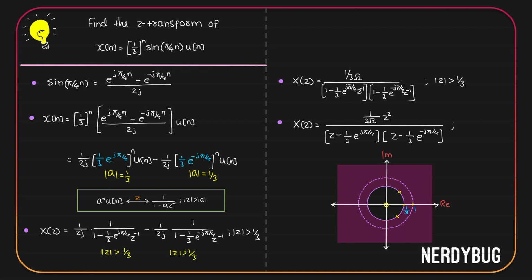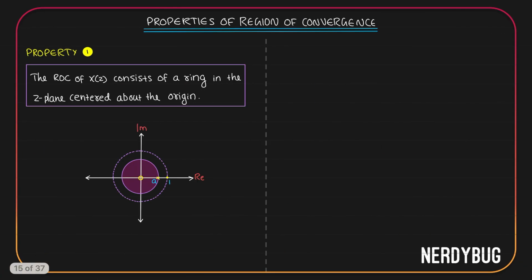Now X(z) converges for all values of z where its magnitude is greater than 1/3. So that is everywhere on the z-plane except inside the circle whose radius is 1/3. Let us now learn some properties of the region of convergence.